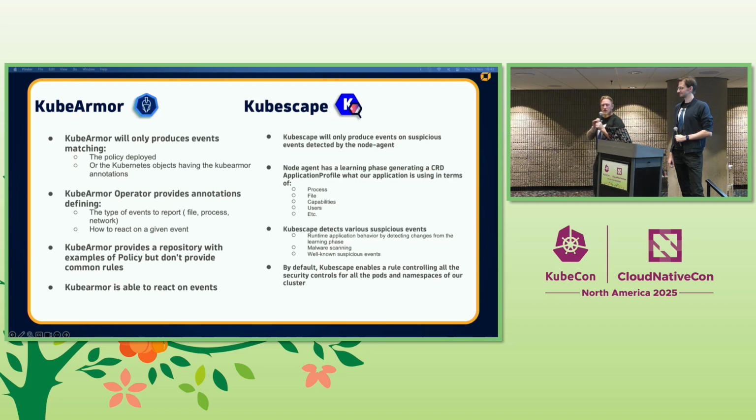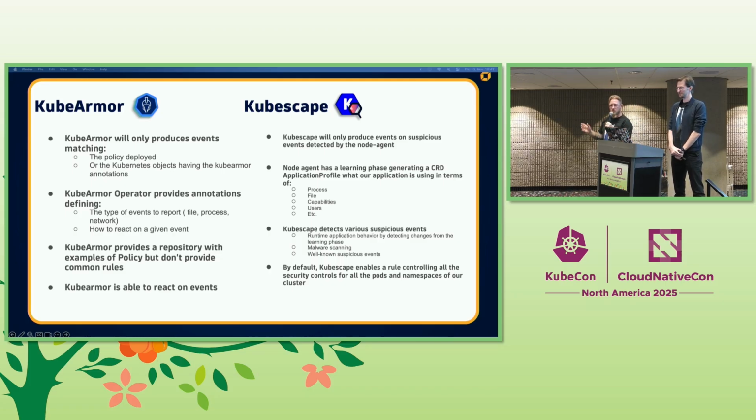Then we have KubeArmor. KubeArmor is an operator. It's an amazing solution. It basically won't deploy anything, so you will have to deploy the policies to have events generated. What is interesting is you have annotations. So based on the annotations that you have defined, it could react differently. So that is a very interesting feature. It has a repository with examples, but it doesn't have predefined rules. So you'll have to define your own rules, and you'll see that it has its own way of defining them. And that's going to be tricky. I think we're going to go overtime. And then KubeArmor is able to block, but yeah.